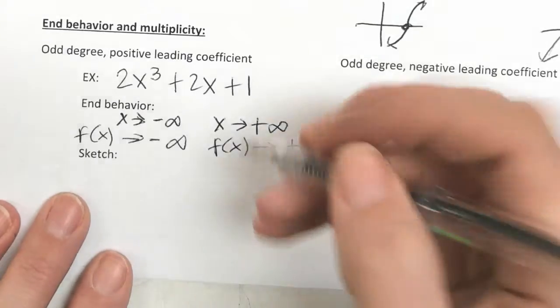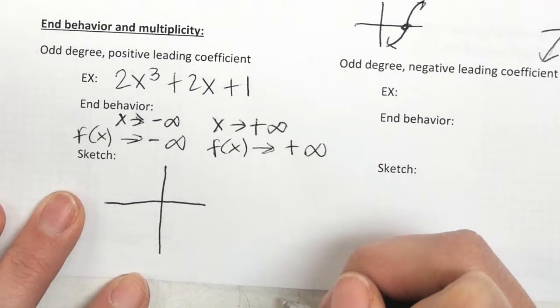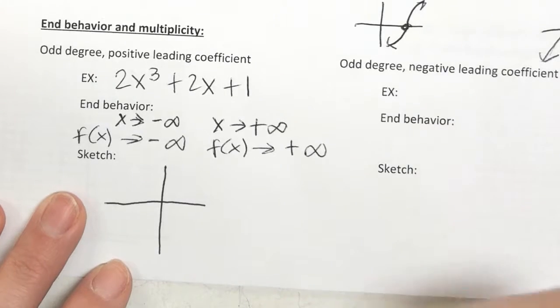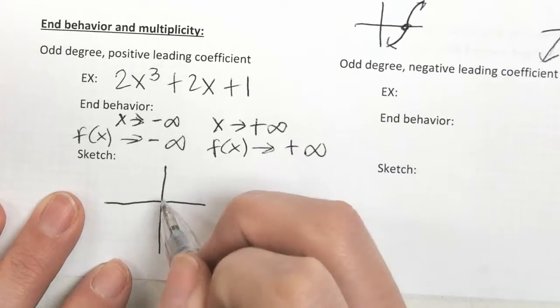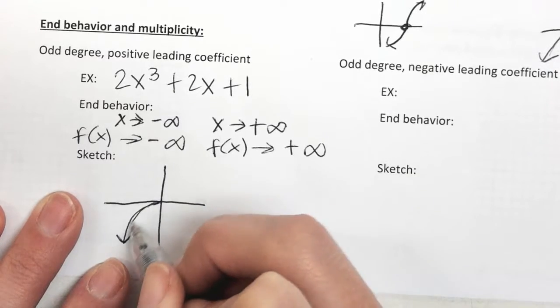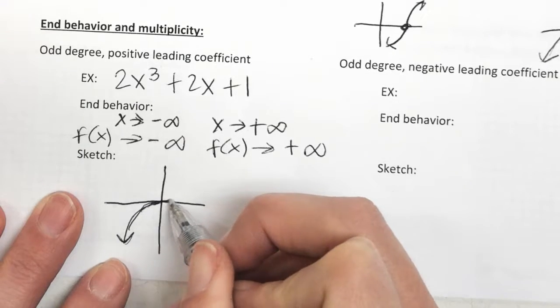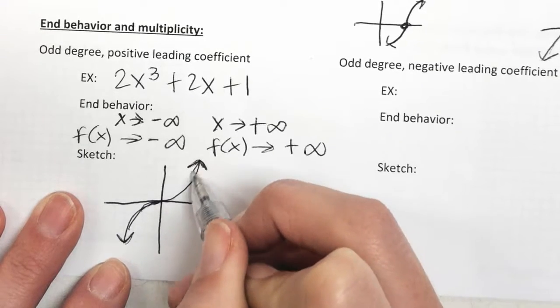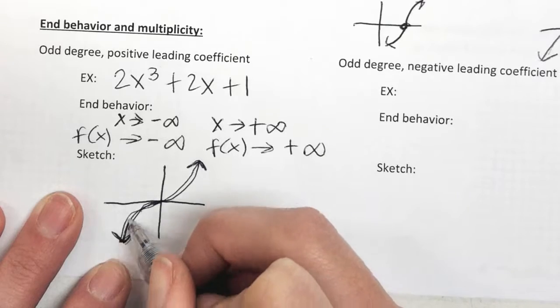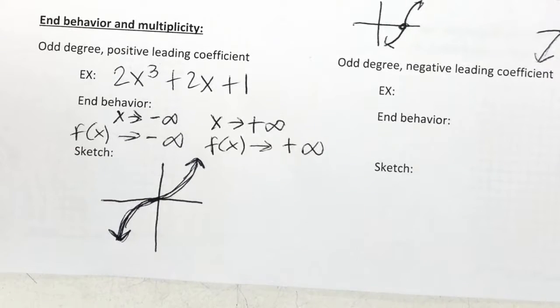And now let's just sketch what this would look like. We don't know the zeros or anything. I just want to show you the end behavior. So on the left side of the graph, y is going to be pointed down. Everybody see that? Left side of the graph, y is going down. The right side of the graph, y will be going up. So that's how the end behavior will look on one of these polynomials. Any questions about that?